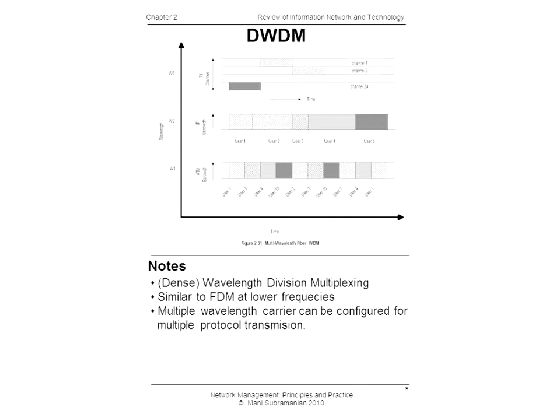This is DWDM, that is dense wavelength division multiplexing. So it is a part of multiplexing technique. Multiple wavelength carriers can be configured for multiple protocol transmission, and it is similar to FDM at lower frequencies. FDM stands for Frequency Division Multiplexing.